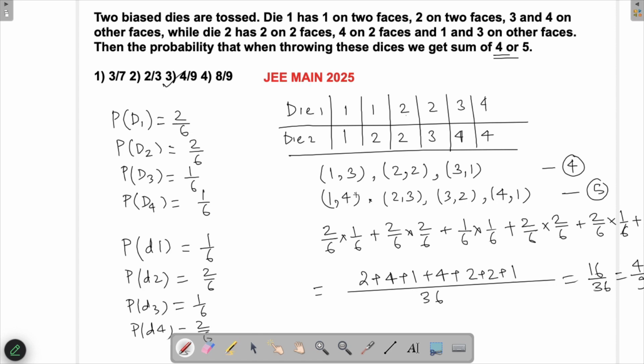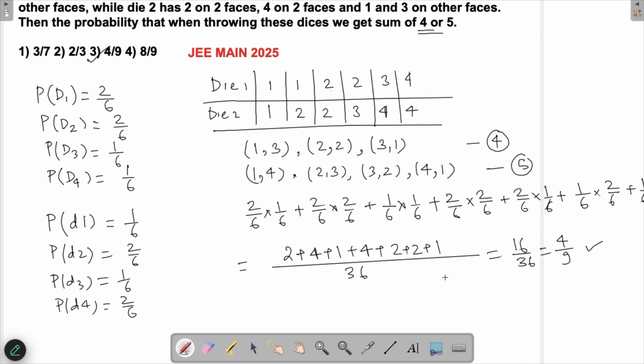The question wasn't difficult, only that we had to be careful about when 4 and 5 will be formed, and then find the individual probabilities and just keep multiplying that way. It's just a little lengthy question. That is all it is.